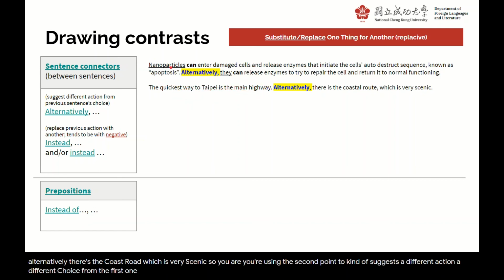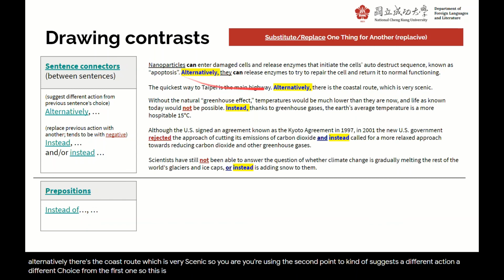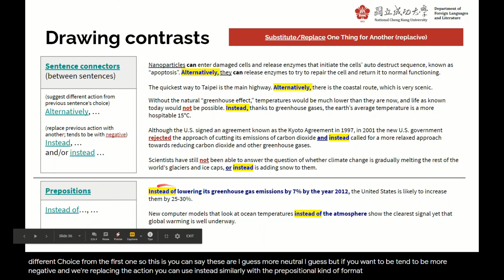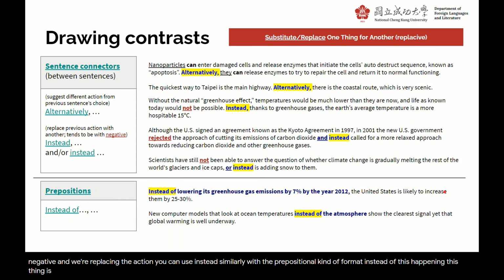So these are more neutral, but if you want to be more negative and where you're replacing the action, you can use "instead". Similarly with the prepositional format: instead of this happening, this thing is happening.